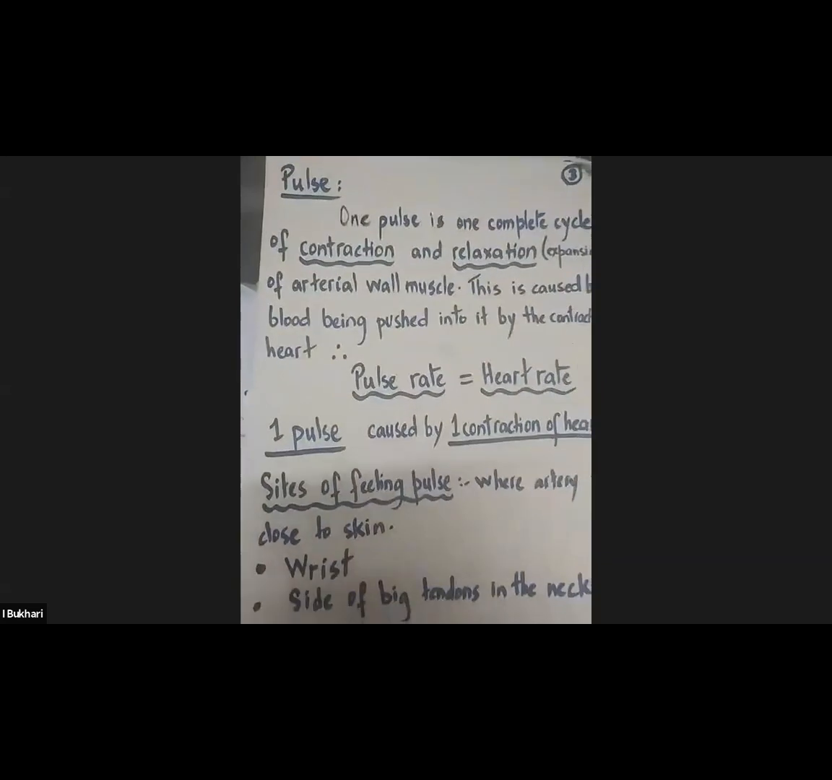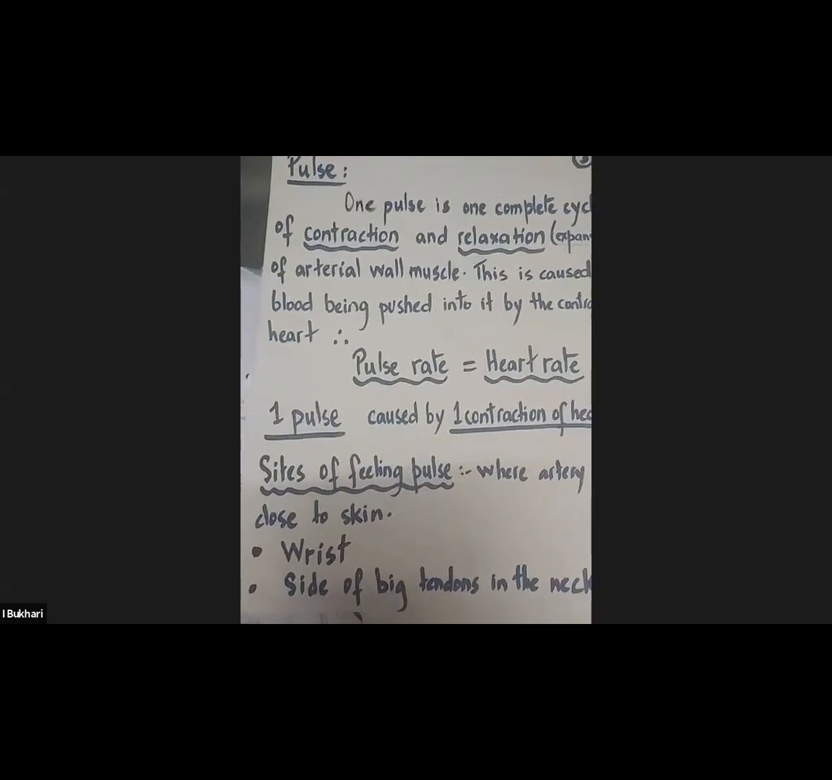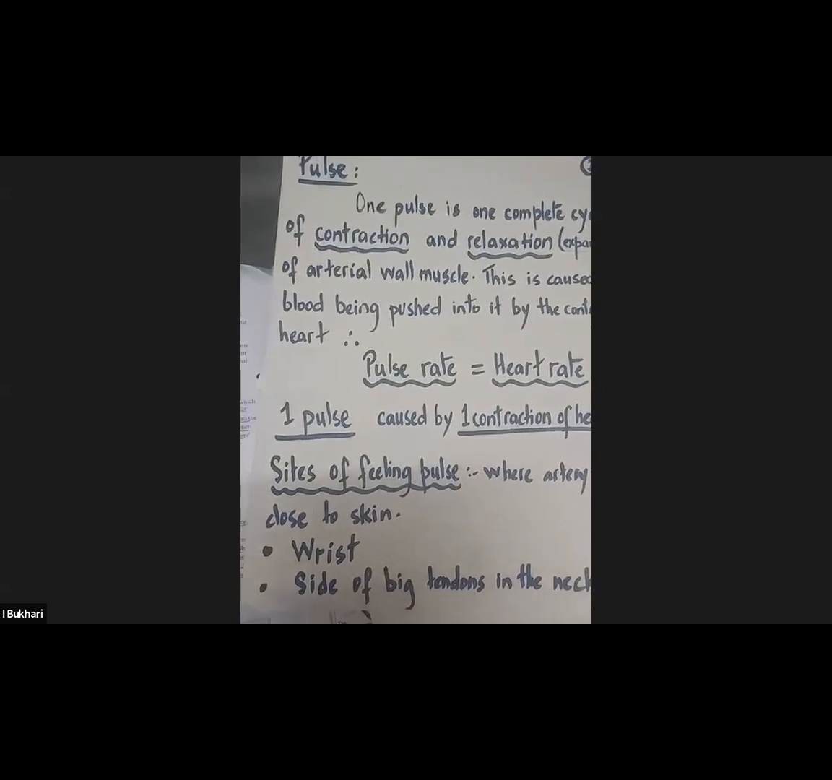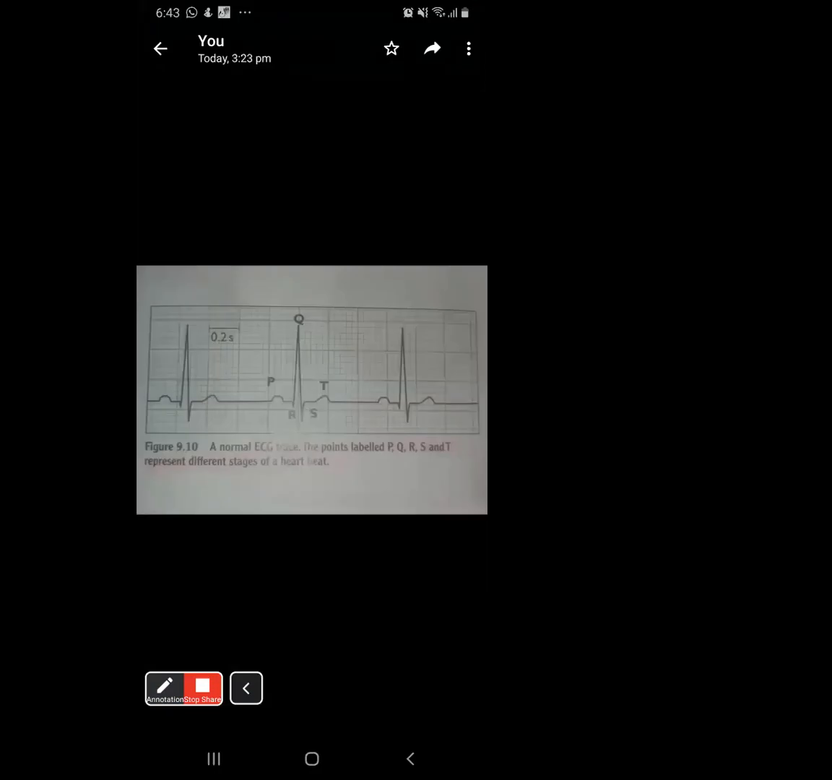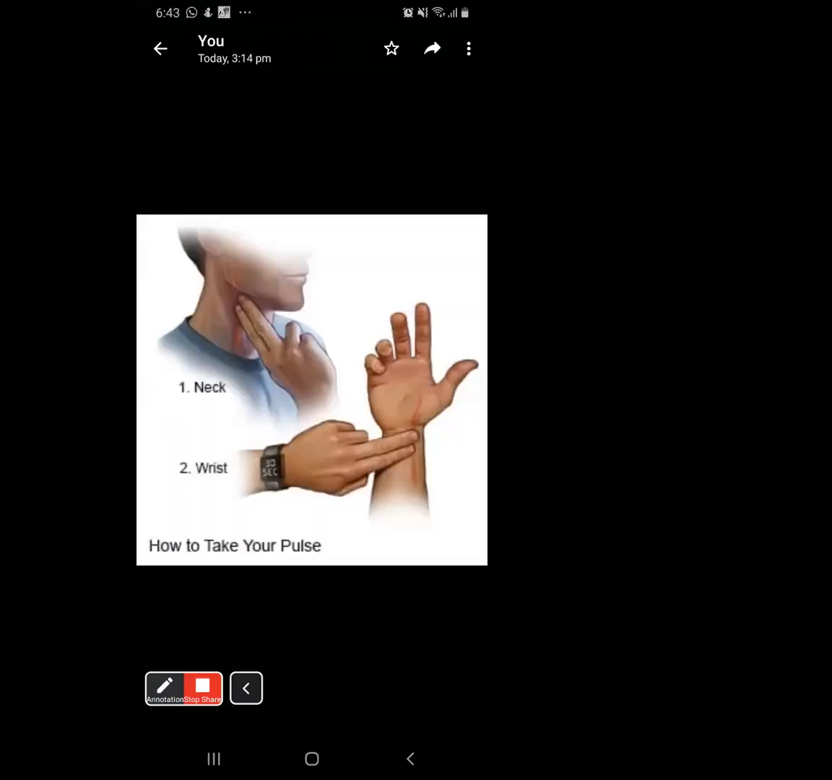You cannot see my screen? Oh, I did not share my screen. Oh, sorry. Okay, let me show you. Yeah, it was the picture I was talking about.